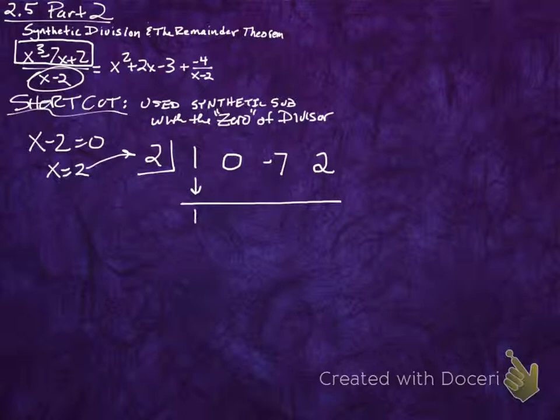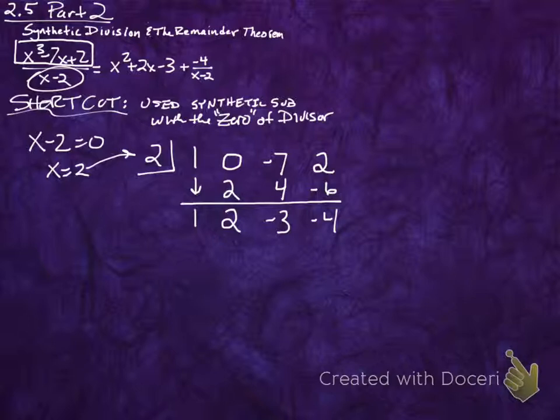I start by dropping down the 1, and I multiply 2 times 1 to get 2. If I add 0 and 2, I get 2. Now if I multiply 2 times 2, I get 4. Negative 7 plus 4 is negative 3. When I multiply 2 and negative 3, I get negative 6. And when I add, I get negative 4. Now you might be thinking that doesn't look like much of anything, but actually it is.